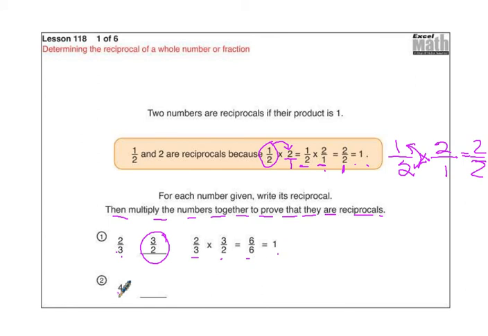How about the reciprocal of 4? Do this one with me. Well, 4 is the same thing as 4 over 1. So if I was to flip that, I call it the refliprical sometimes just to help me remember it. The refliprical of 4 is 1/4.